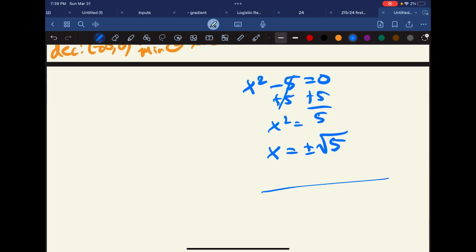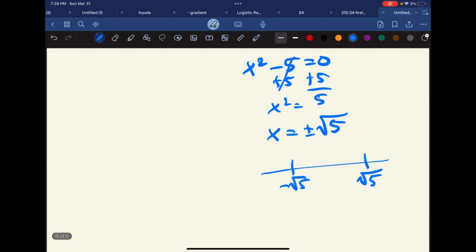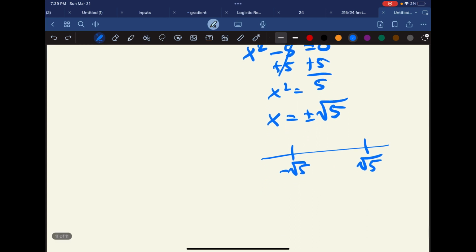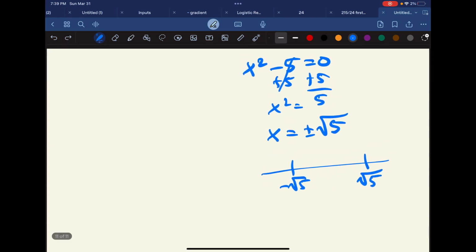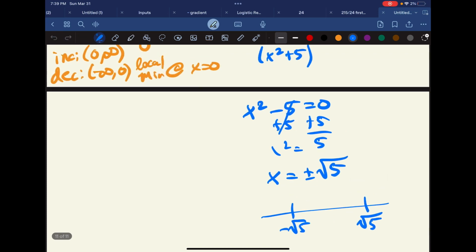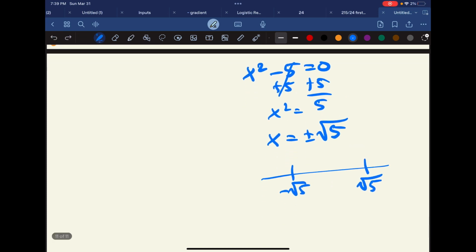So then our sign chart for our second derivative will look like this. And remember, when you take the square root, it's plus or minus. Wait, that's not true, is it? Yeah, it is true, because when we take the square root of this, it becomes plus or minus. So it's plus or minus the square root of 5.